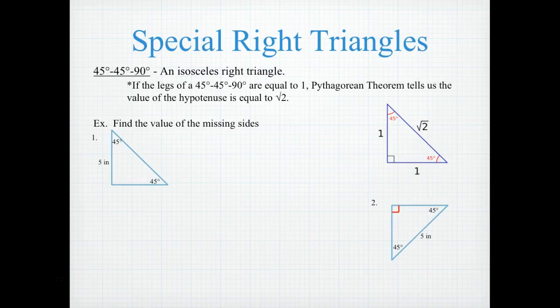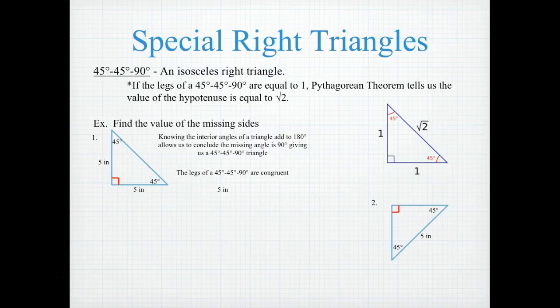Here we have two examples of 45-45-90 triangles. In the first one, all we're given is the two angles of 45 and 45 degrees. Knowing that the interior angles of a triangle add to 180 allows us to conclude that the missing angle is 90 degrees, giving us a 45-45-90 triangle. Understanding first that the legs of a 45-45-90 degree triangle are congruent gives us the length of the other leg, which has to be congruent, which is 5 inches.